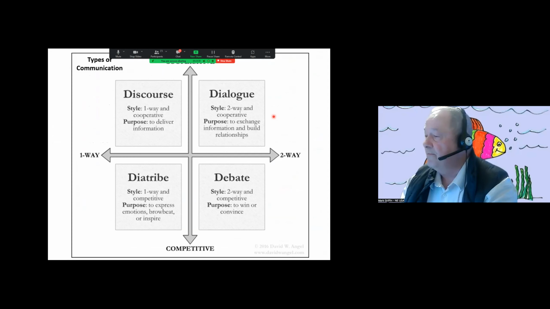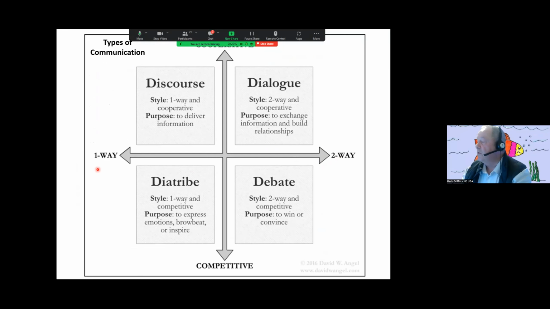What kind of discussion are you going to be in? It's a two-way discussion or a one-way. Is it dialogue? Is it discourse? And if you're getting pulled into a debate, you should be aware that it is happening.